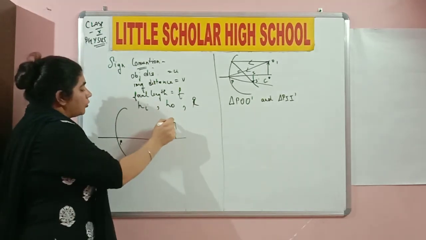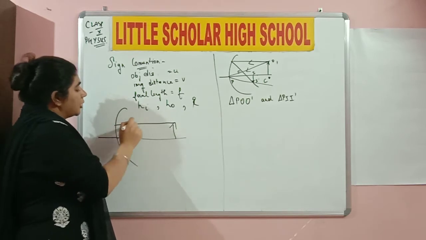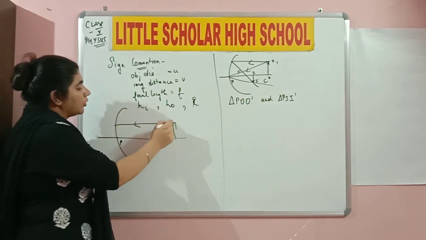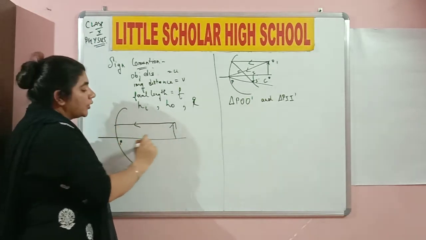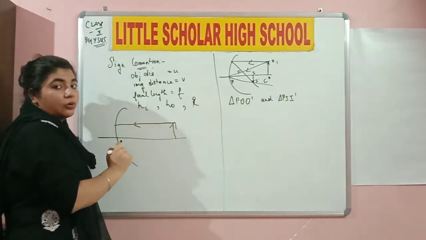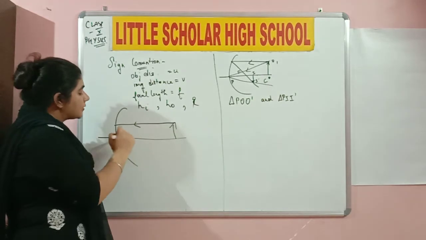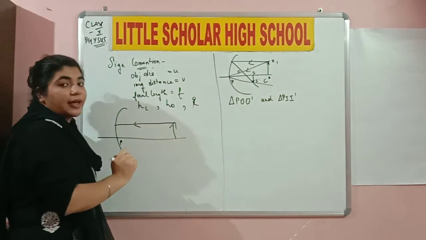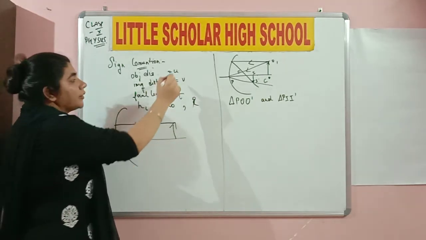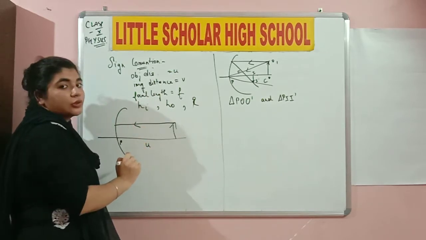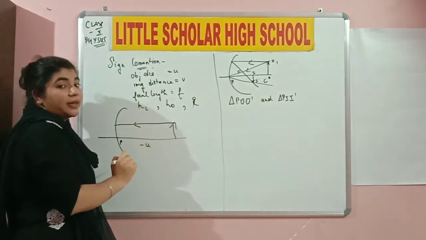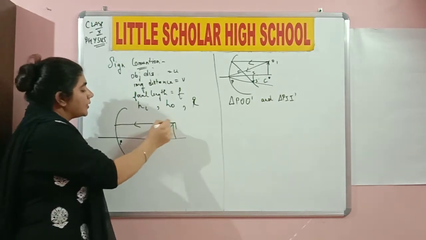Now, if I draw the first incident light which is striking the concave mirror from the object to the mirror over here, I need to calculate the object distance. So anything that goes against the incident light will be taken as negative. How do I write the object distance as U? And what sign am I going to give to this? Minus. Why am I giving it as minus U? Because I am going against the incident light.